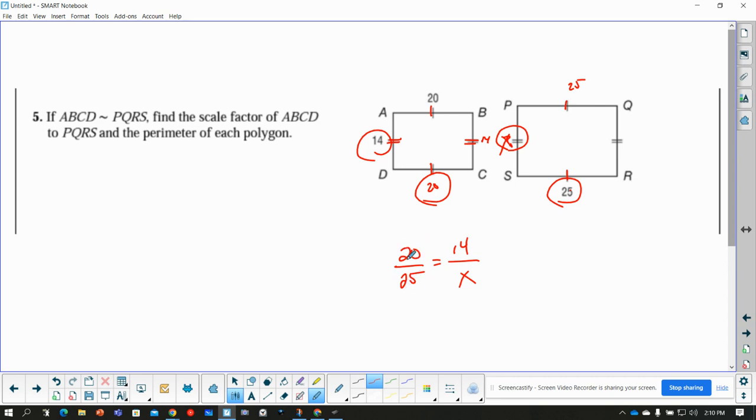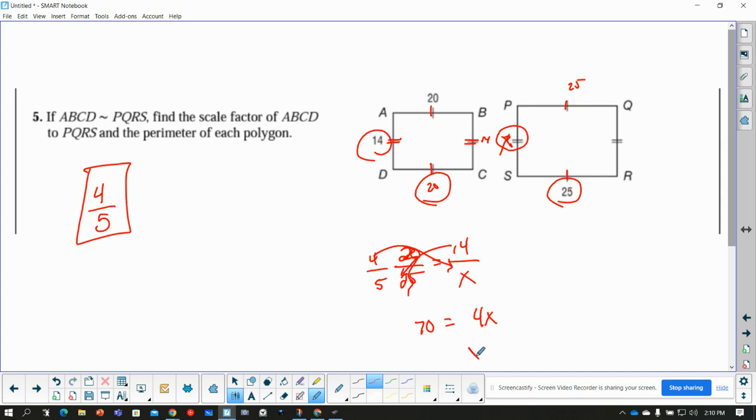Let's see here. 5 goes into both of these. 5 goes into that 4 times. 5 goes into 25 5 times. So there's my scale factor. That's one of my answers. Now I need to find the perimeter. To do that, let's go ahead and just cross multiply here. 4 times x, 4x. 14 times 5 would be 70.